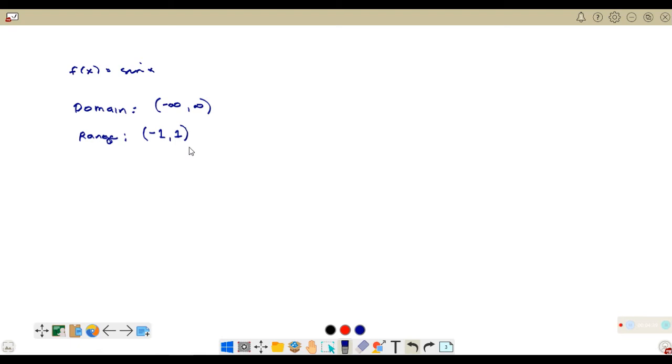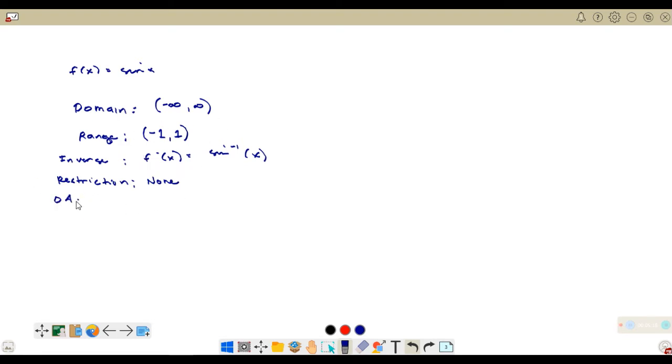Now, what is going to be the inverse? The inverse of this is easy. All you have to do is get the arcsine. The inverse of our parent function sine x is, of course, the arcsine x. Now, let's go to its restriction. Are there any restrictions? There is none. All the values for x can be substituted.